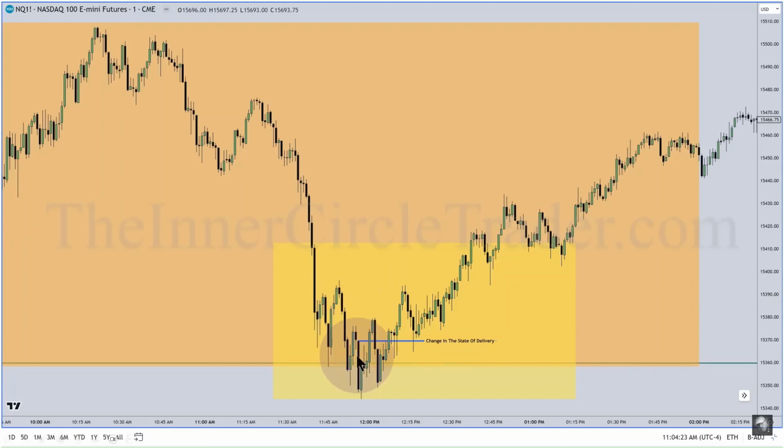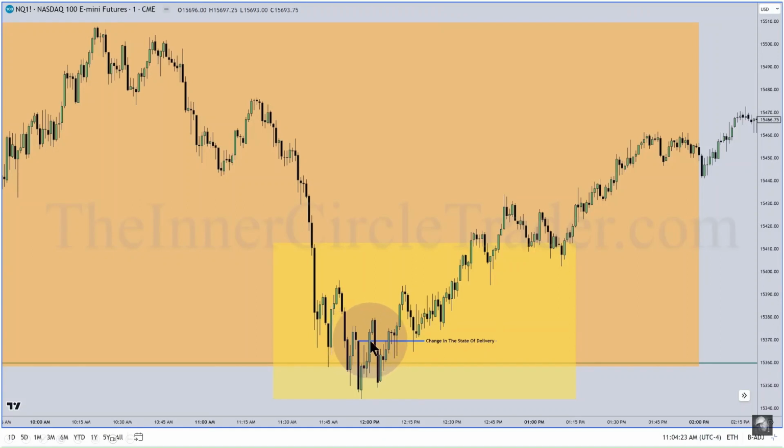Stop it. This is not an FU candle. This is not an engulfing candle. I don't care if this candle started here. It opened here and went down, or if it opened here and went down, I would draw it right on the opening price. This becomes a bullish order block as soon as that candle crosses it. What? The opening price. That's the change in the state of delivery.